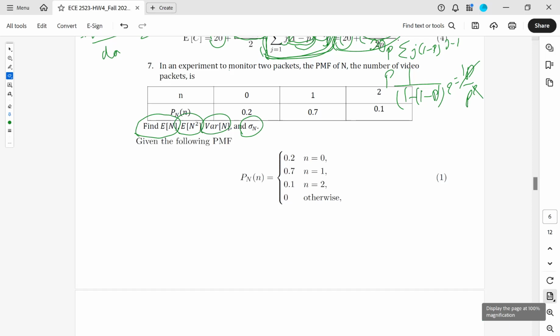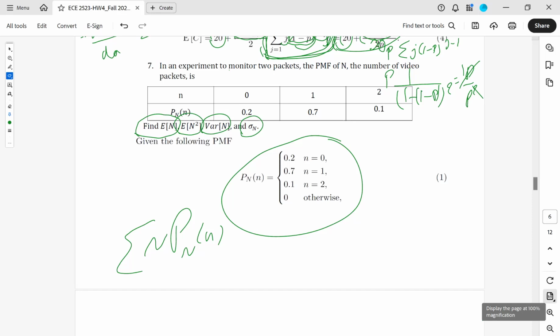Again, very straightforward. You already have the formula. The question already gave you the values for the random variable and the PMF. You just need to follow the formula. You have the PMF and the random variable. Expected value is the sum of n times the PMF of n. So it's going to be 0 times 0.2 plus 1 times 0.7 plus 2 times 0.1, and 0 for others.